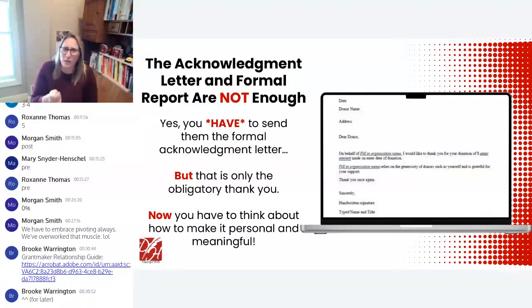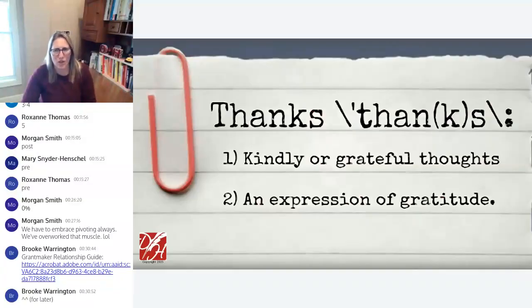Have-to-do things sound awfully transactional, don't they? Obligatory. That's not stewardship. So how do we take it to the next level? Do what is required and then think about what can I do beyond that to express gratitude or to say thank you in other ways.